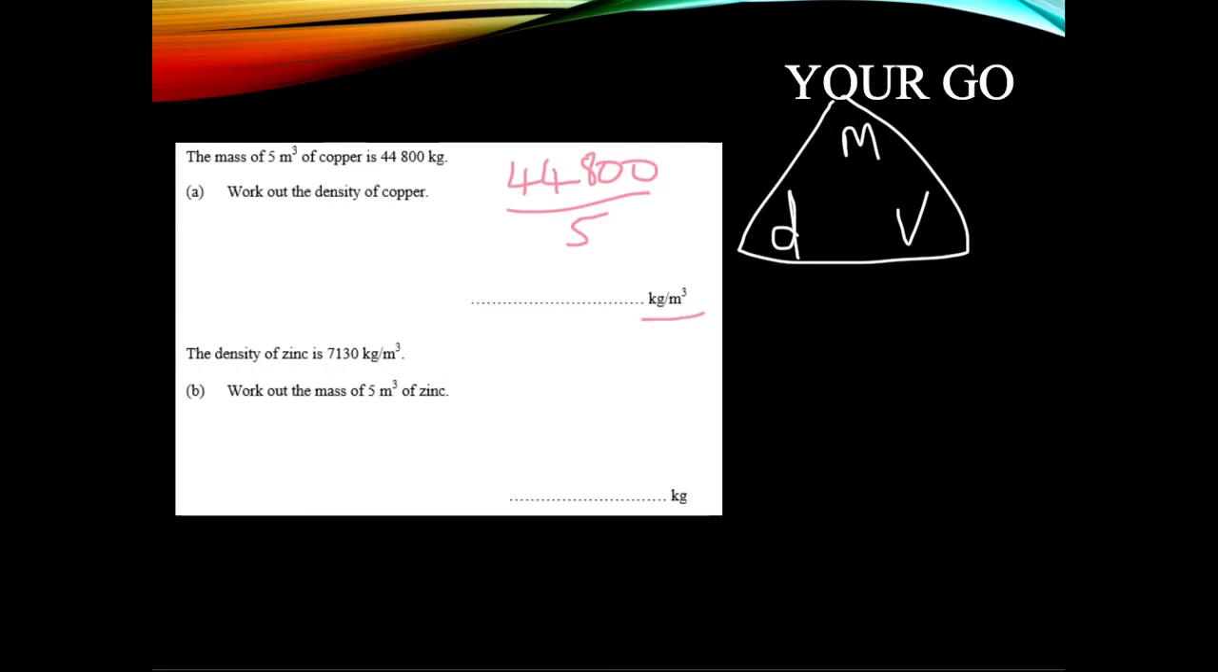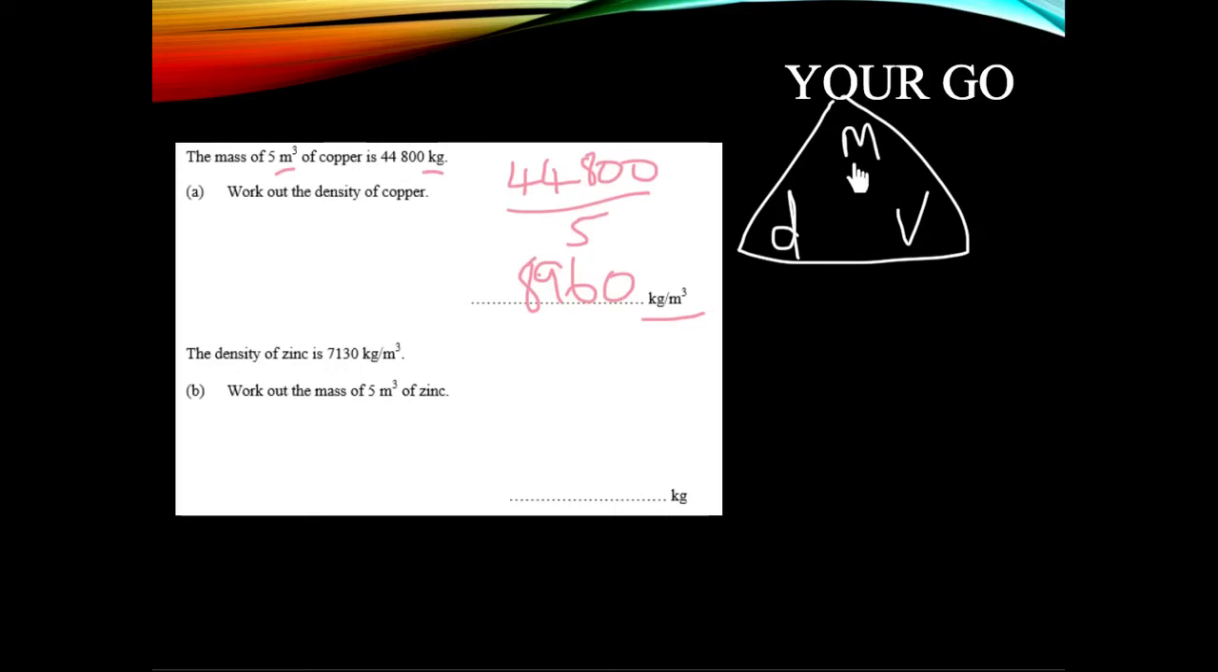And here we've got kilograms per meter cubed. This is kilograms, this is meter cubed. I don't even need to turn any of my units into anything else. I can just simply do the sum, and that's going to give me 8960 kilograms per meter cubed. For the second one, we're working out the mass, and this time it says the density of zinc is 7130 kilograms per meter cubed.